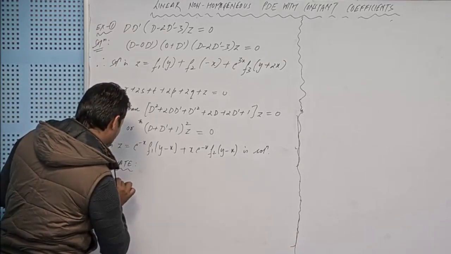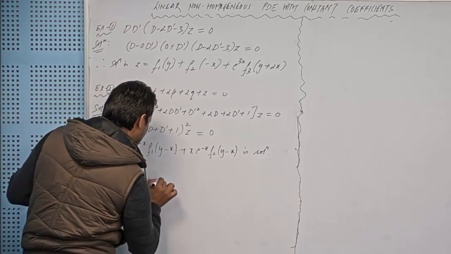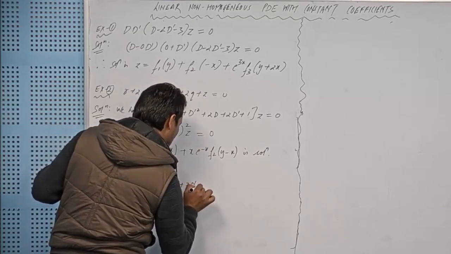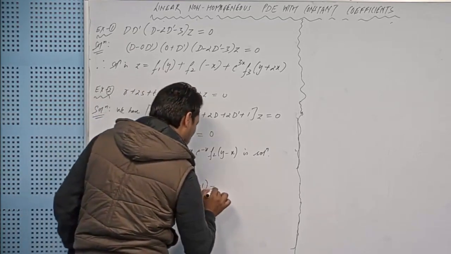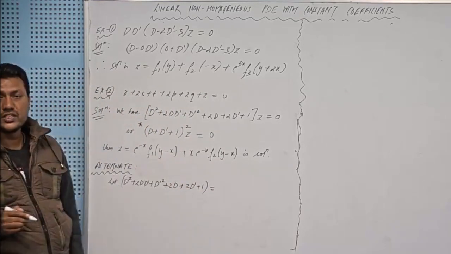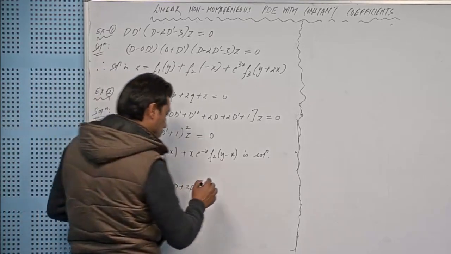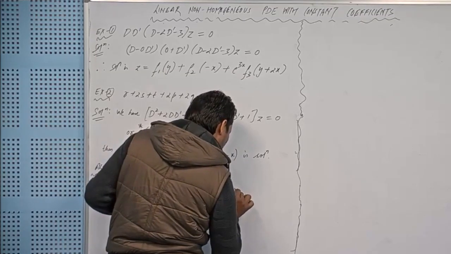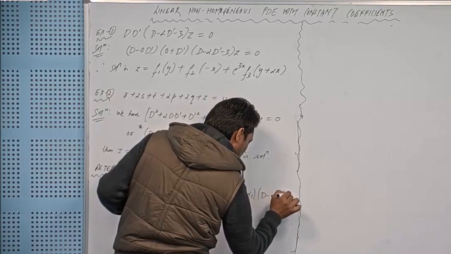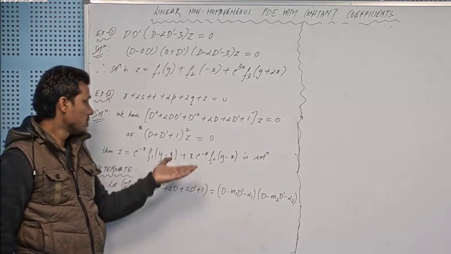Let d square plus 2d d dash plus d dash square plus 2d plus 2d dash plus 1 is equal to, what do you want? You want this whole expression as a product of two linear factors. And why is it only two linear factors? Because we are having d square, right? So we want it to be in this form, right? D minus m2 d dash minus alpha 2. You want this expression in this nice form, so that you can write this solution directly.